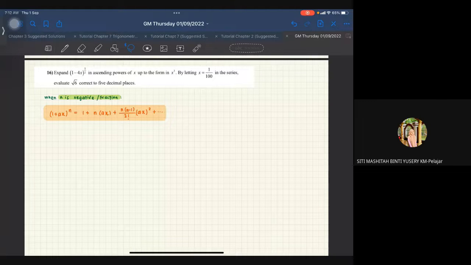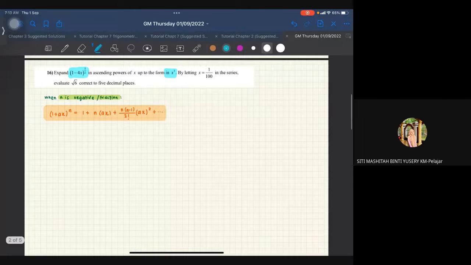So, kejap. Okay, so kita ada satu expression, this one. 1 minus 4x kuasa 1/2. Okay, in ascending powers of x up to the form in x cube. So maksudnya dia nak kita expand this term sampailah kita dapat dia ada x kuasa 3.